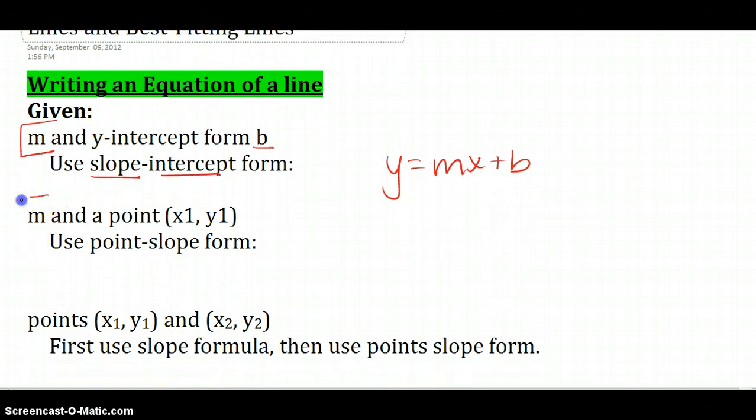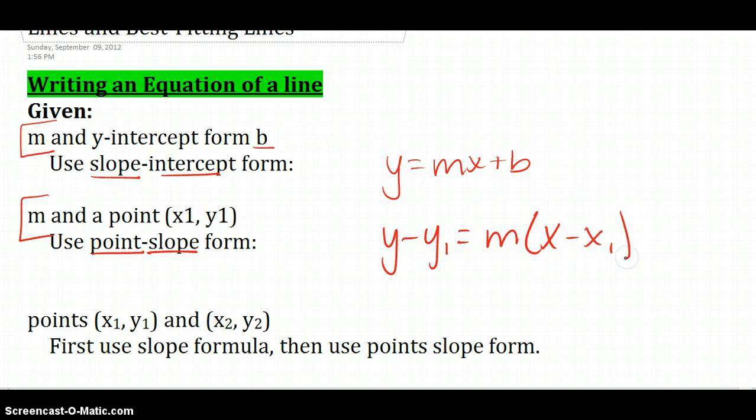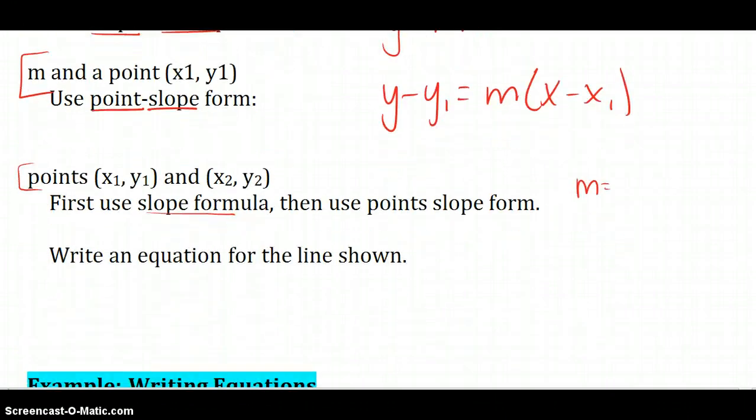If you're given m, which is the slope, and a point, you should use point-slope form, which is y minus y1 equals m times x minus x1. The other situation you can be given is just 2 points, and that's it. In that case, you want to start off finding the slope, and then use one of the points and use point-slope form. So let's do some examples.